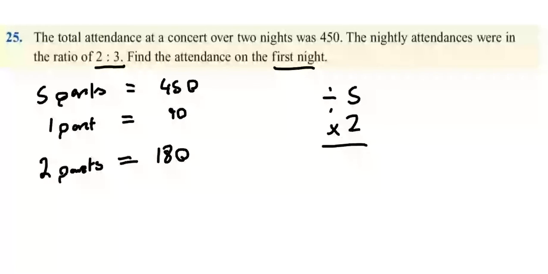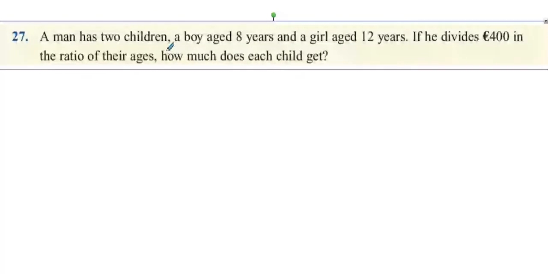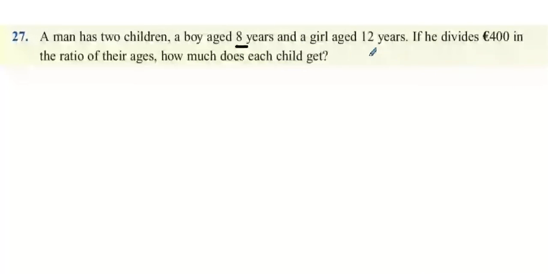Okay, happy days. 27. The man has 2 children, a boy aged 8 and a girl aged 12. He divides €400 in the ratio of their ages. How much does each child get? Well, you could do it 2 ways, right? The first way you can do is 8 and 12. That's the ratio. Add them together, you get 20 parts.